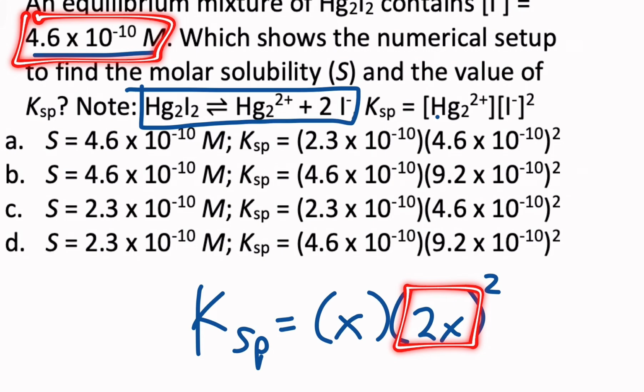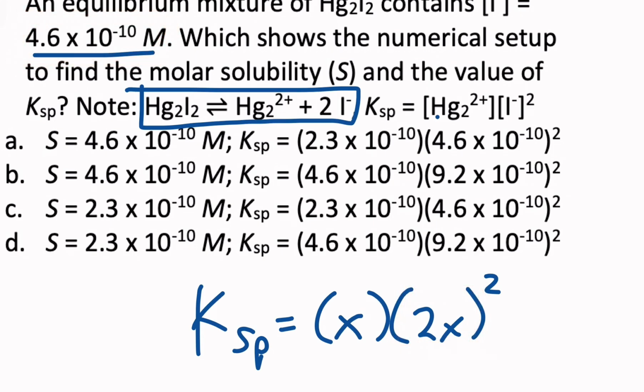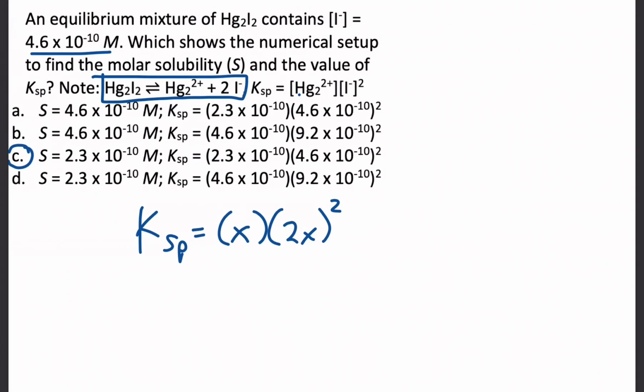So that means X is half of that. So I'm looking at either choice A or C, just in terms of the correct K expression. And then the molar solubility is X. So only choice C has the correct answer. They're using S instead of X. It's the same thing. They're just calling it a different variable.